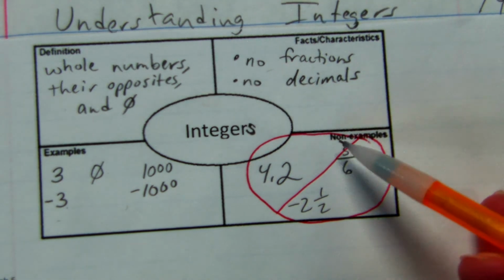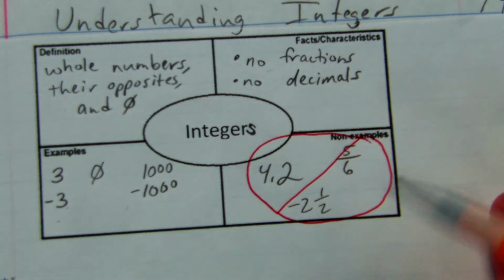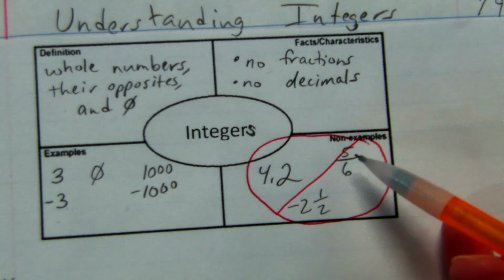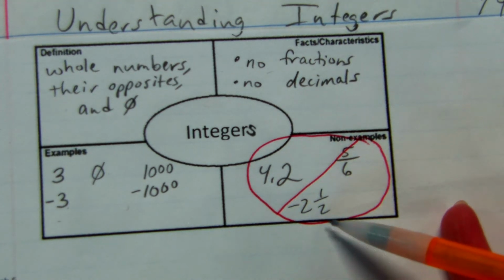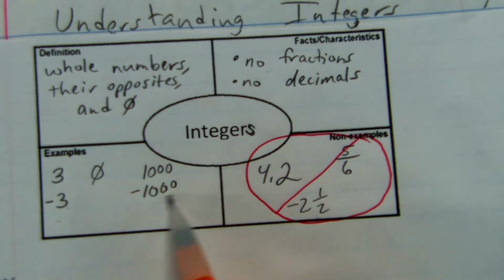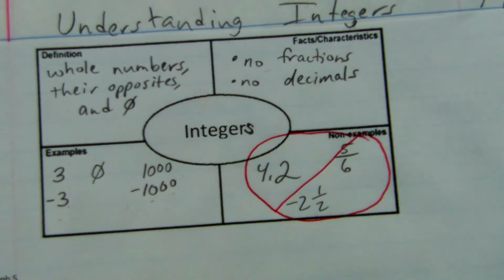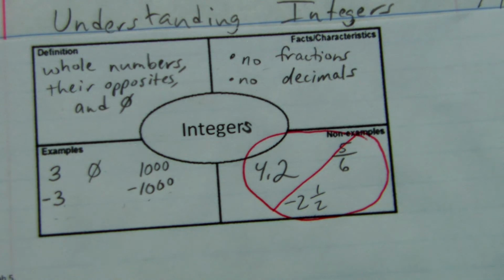And so over here under non-examples, we have some things that are not integers, like 4.2 is a decimal, so it can't be an integer. 5/6 is a fraction. We have a mixed number, -2.5. The negative is not what makes it not an integer, though, because we do have negatives with integers. We just don't have fractions and decimals. We don't have any pieces. They're all whole numbers or opposites.